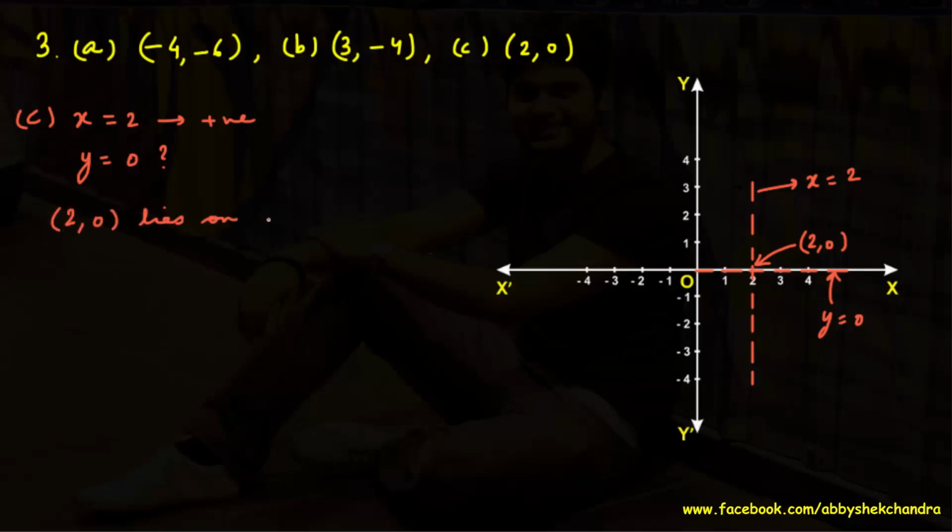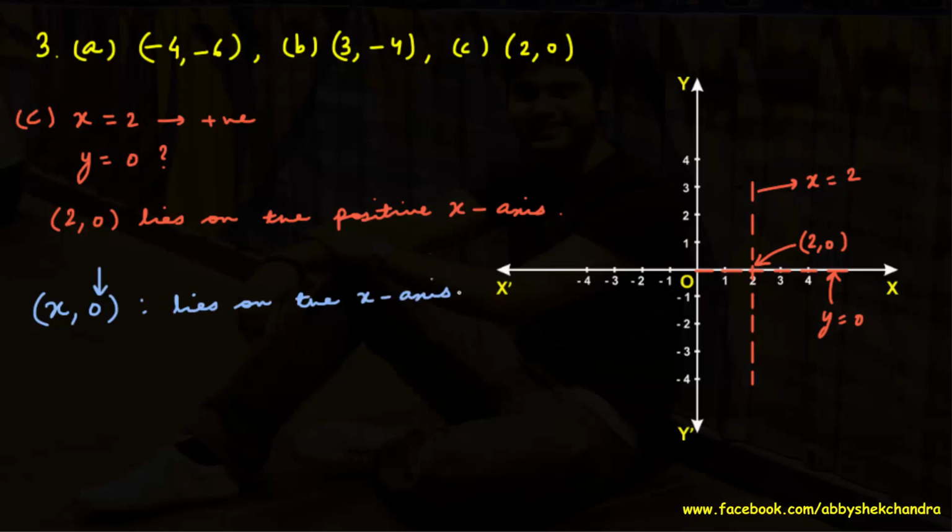Therefore, we say that this point lies on the positive side of x-axis. In fact, it lies on the boundary of first and fourth quadrants. The point 2, 0 gives us an important information about any point that has its y coordinate as 0. Any point that has its y coordinate as 0 lies on the x-axis. You can take any example, plot the point and see it for yourself. Similarly, any point that has its x coordinate as 0 will lie on the y-axis.